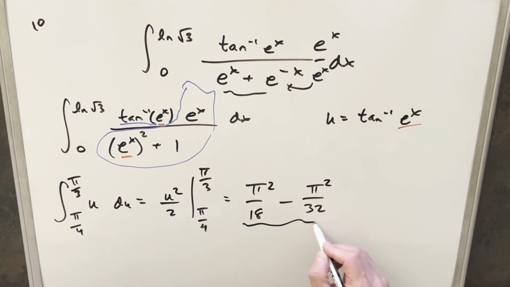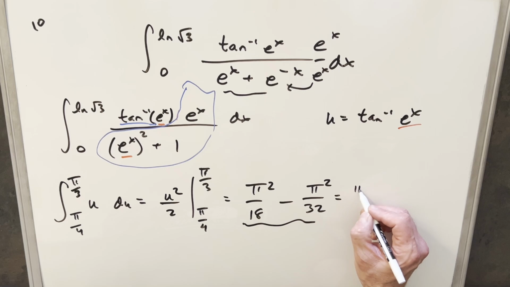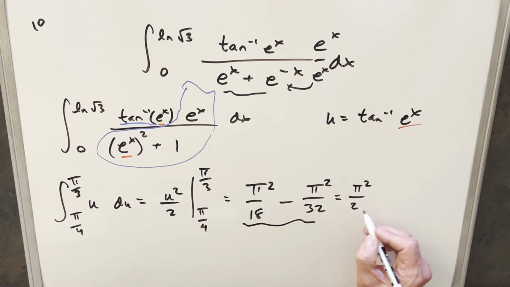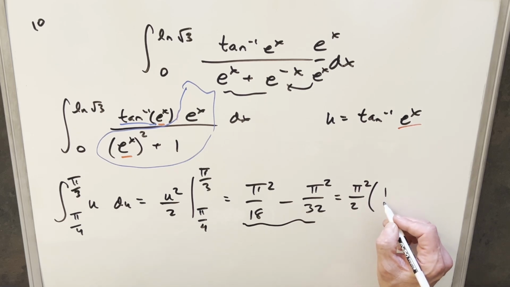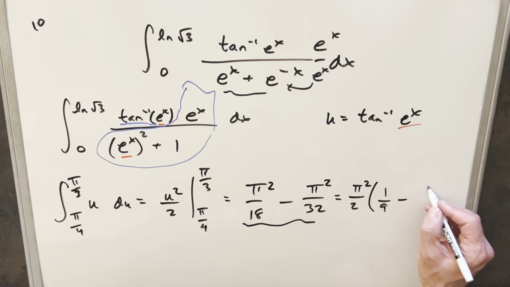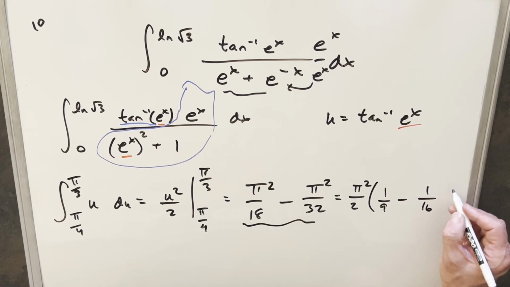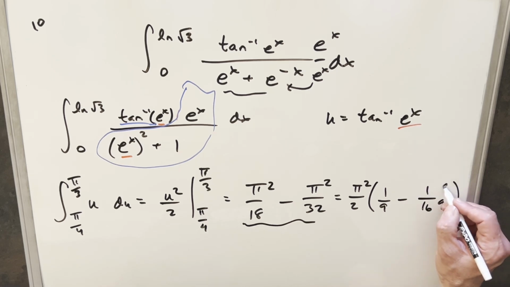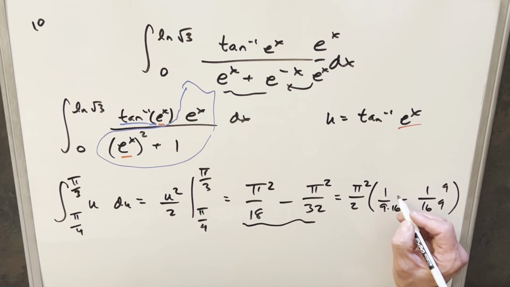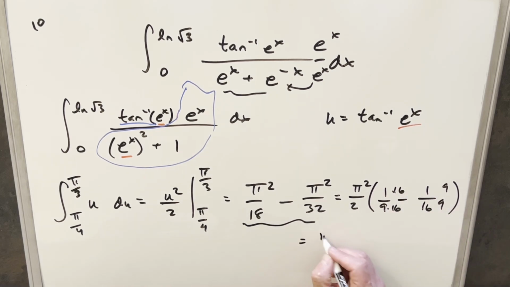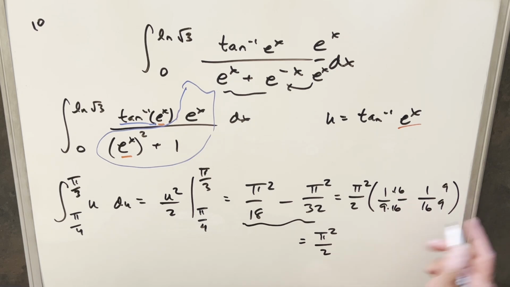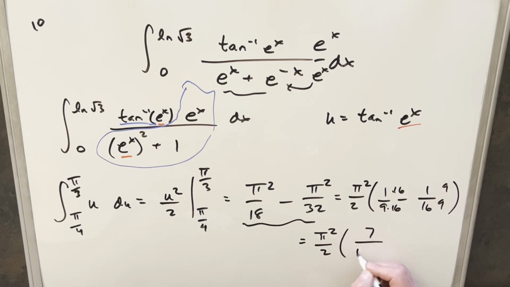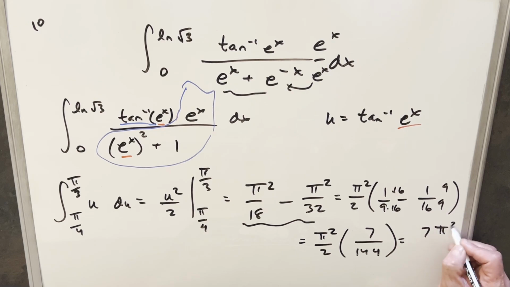And then we need to see if we can reduce this. Let's factor pi squared over 2 out of this. Then this becomes 1 over 9 minus 1 over 16. We can get a common denominator, multiplying by 16 over 16 and 9 over 9. Putting this all together, we have pi squared over 2 times 16 minus 9, which gives 7 over 144. I'll multiply it back and write the final solution as 7 pi squared over 288.